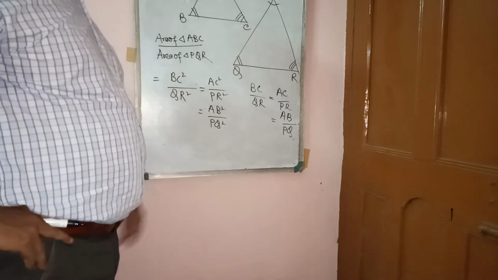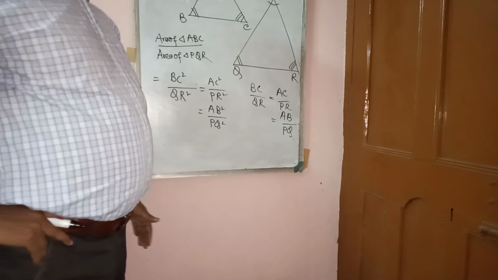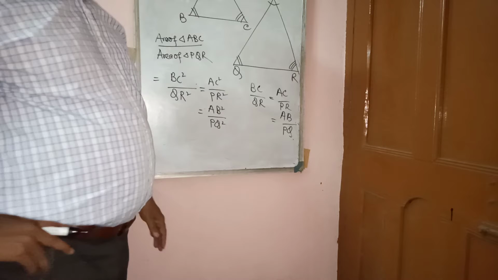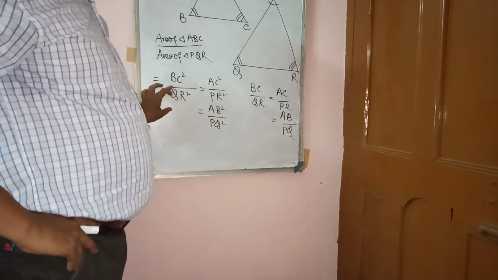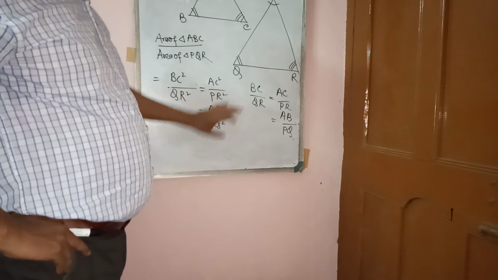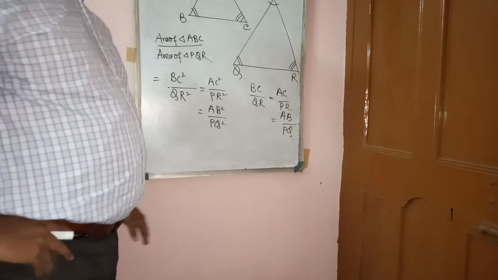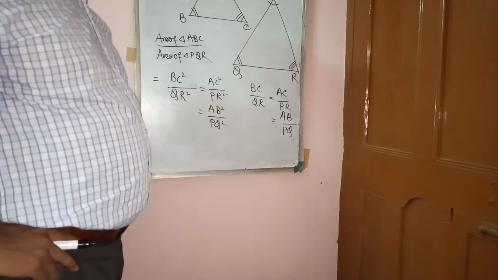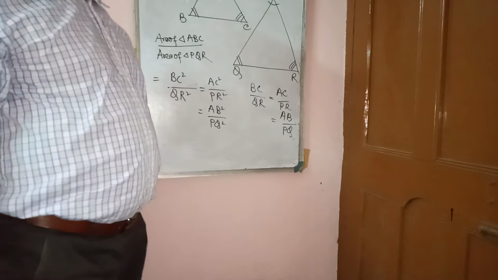All of you remember, the area of triangle ABC by area of triangle PQR, we can write as BC square by QR square equal to AC square by PR square equal to AB square by PQ square. Okay? Yes. Now, here two triangles are similar.